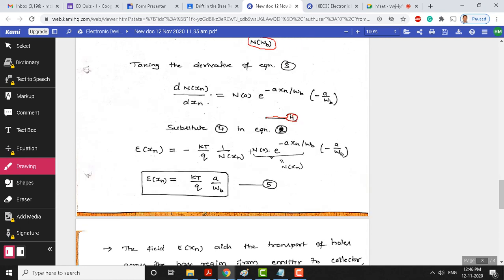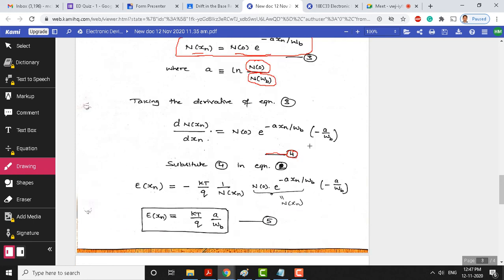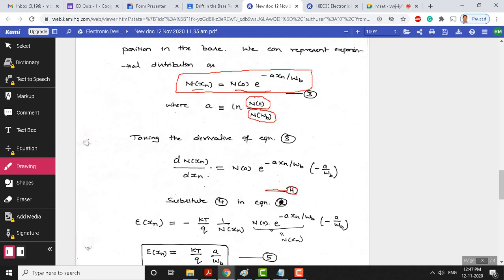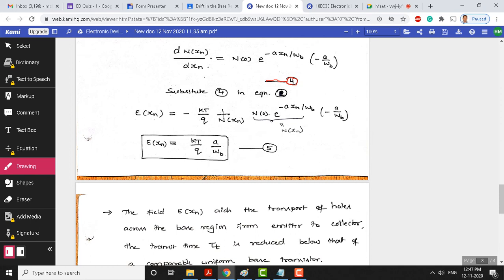So, this also can be written as n of 0 into e to the power of minus a x n by W b. Just now we showed this equation, equation 3, is nothing but n of x n. So, that means this term under the flower bracket now becomes n of x n. If you substitute here in place of this n of x n, this n of x n cancels with this n of x n, and this minus here gets eliminated with the minus sign here. So, the final equation for electric field is E of x n, electric field as a function of distance.